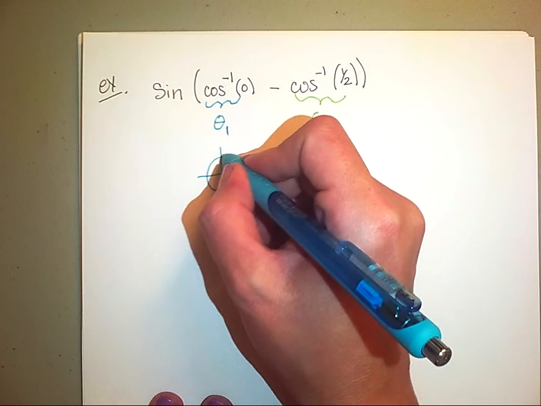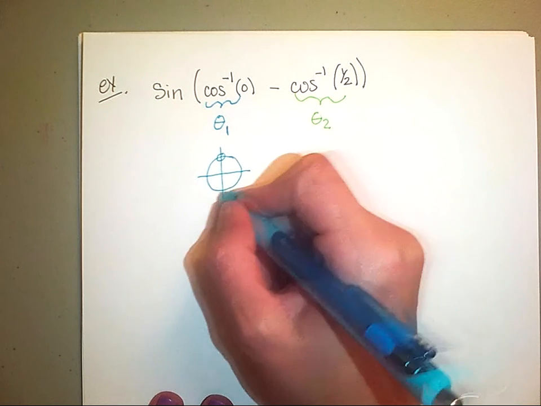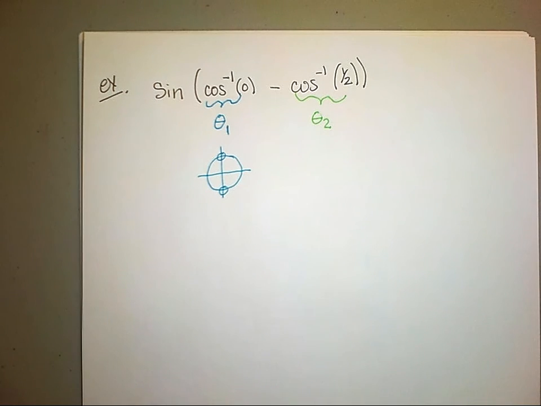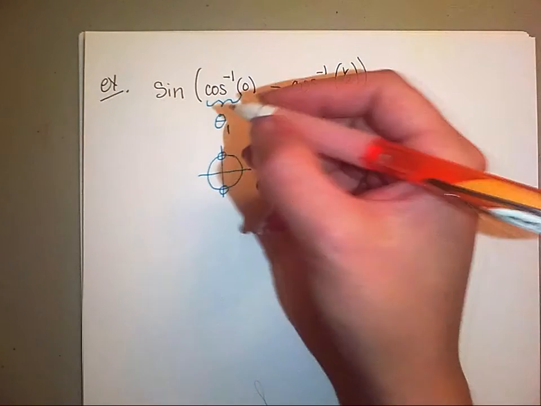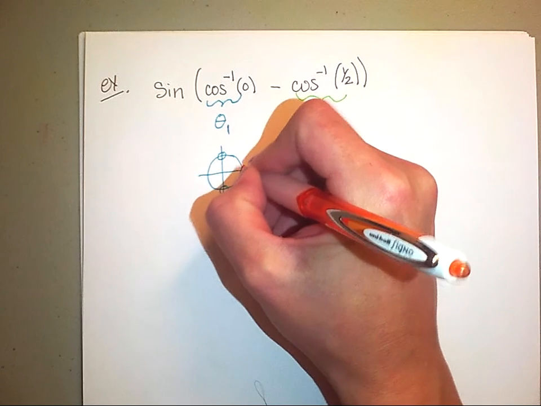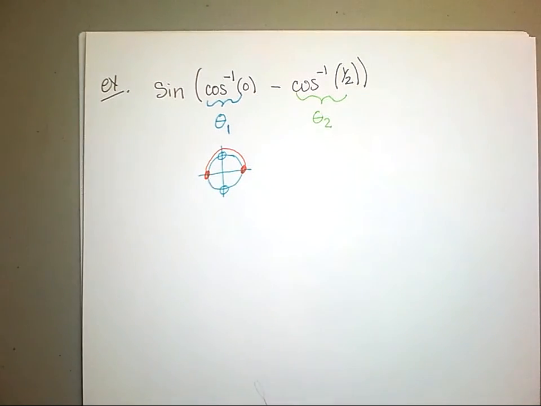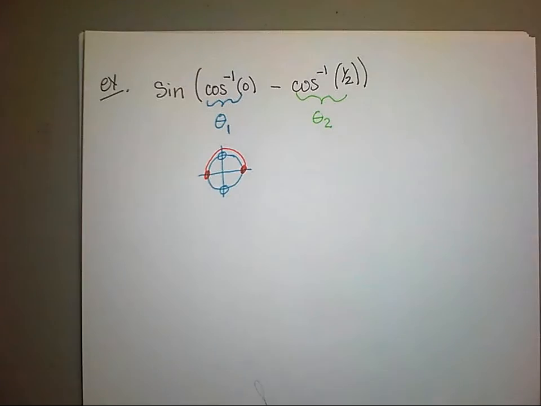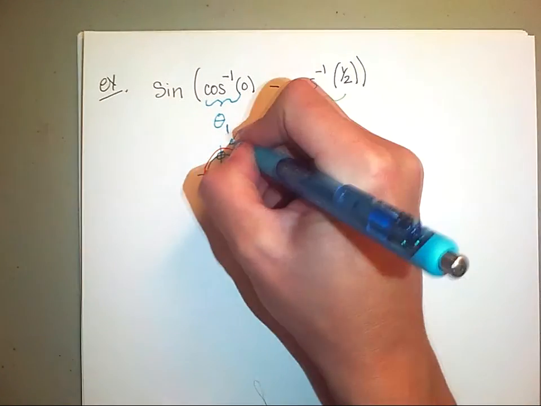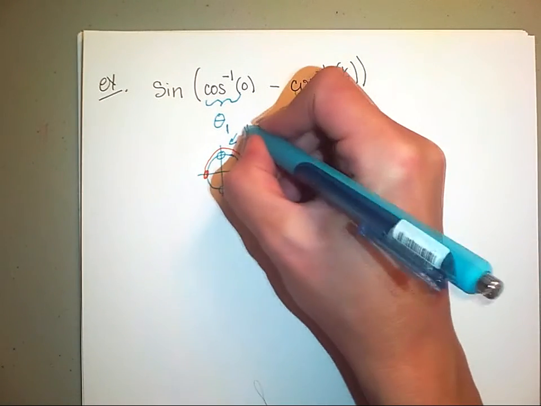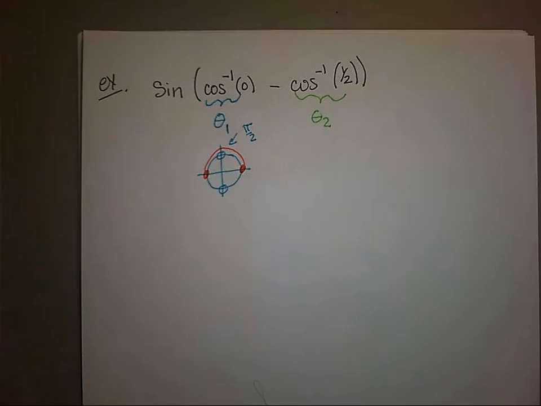So we're looking for where the cosine is 0. And that happens here and here. Now, which answer is it for the inverse cosine? Well, remember the inverse cosine looks like this with a range. So the angle that we're talking about here is this one. So that's pi over 2.